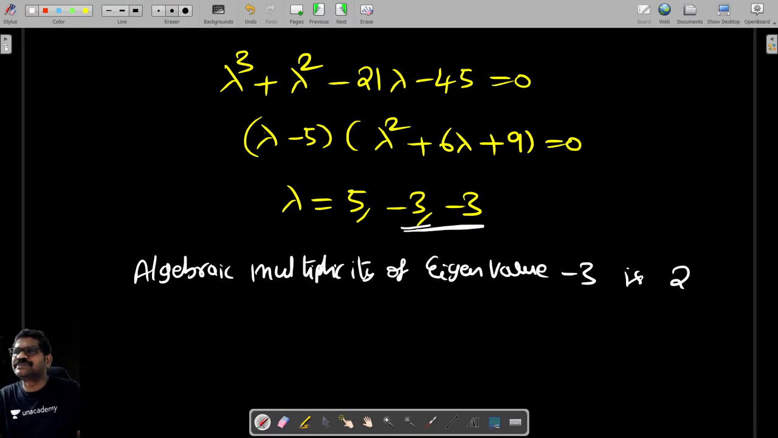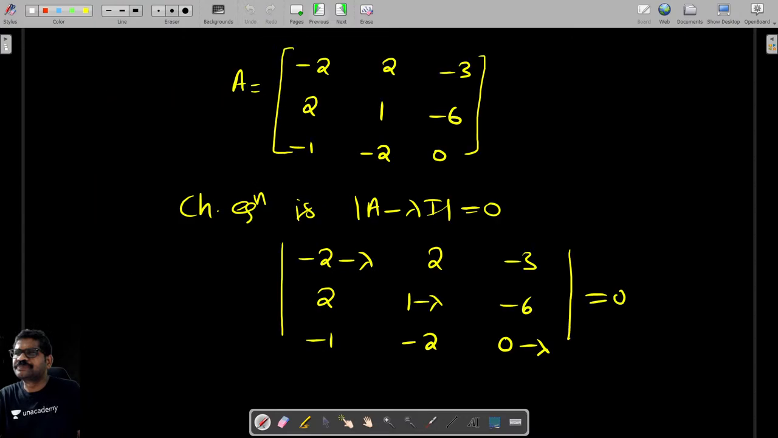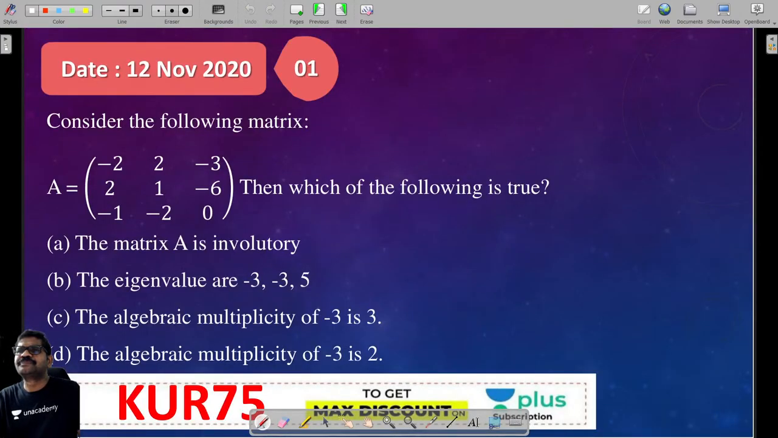Now when you come to the options, here eigenvalues are minus 3, minus 3, 5. So option B is correct. Next, algebraic multiplicity of eigenvalue minus 3 is 2 in the last option. Algebraic multiplicity of eigenvalue minus 3 is 3 in the third option. So here algebraic multiplicity of eigenvalue minus 3 is 2. That's why the last option is also correct. So B and D are correct.